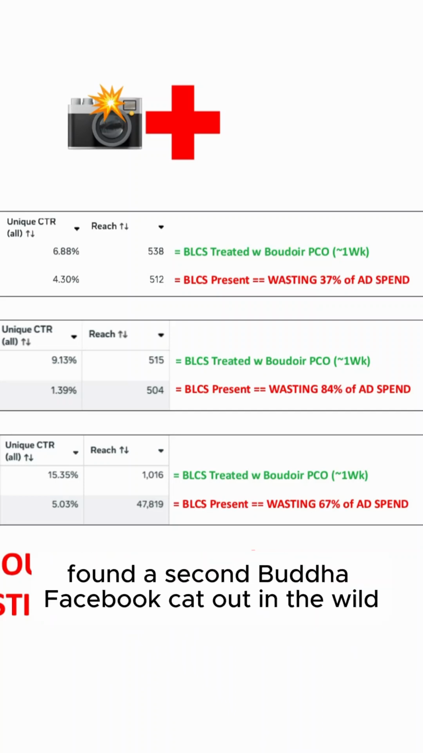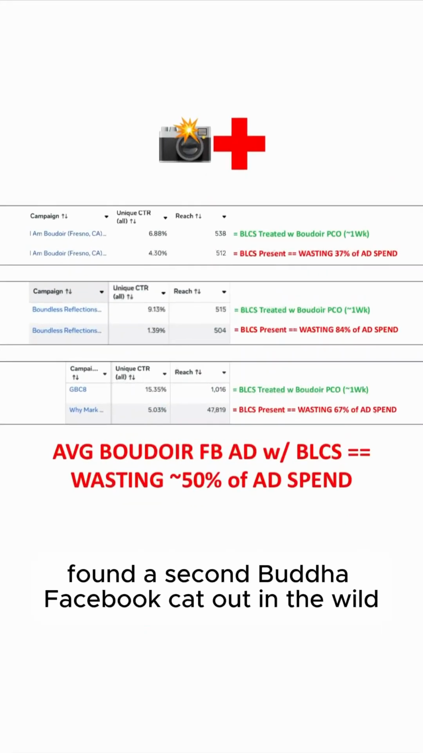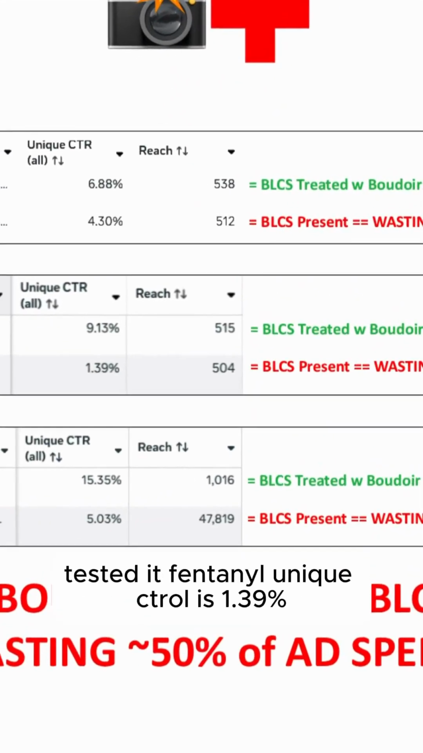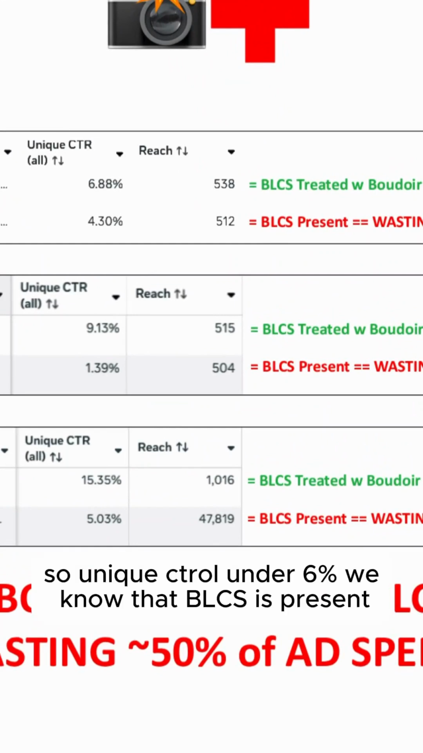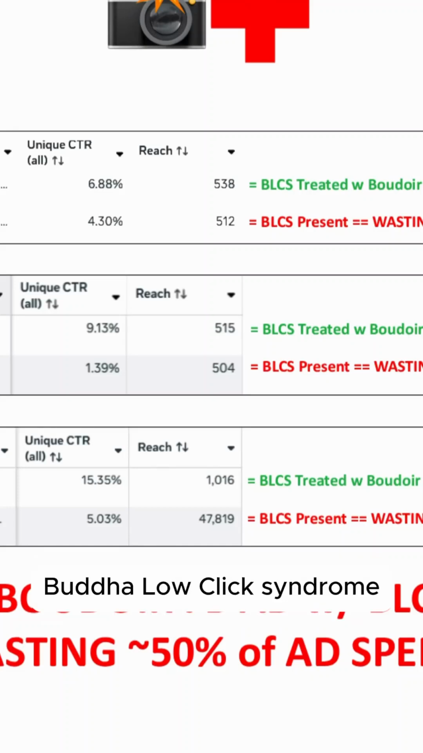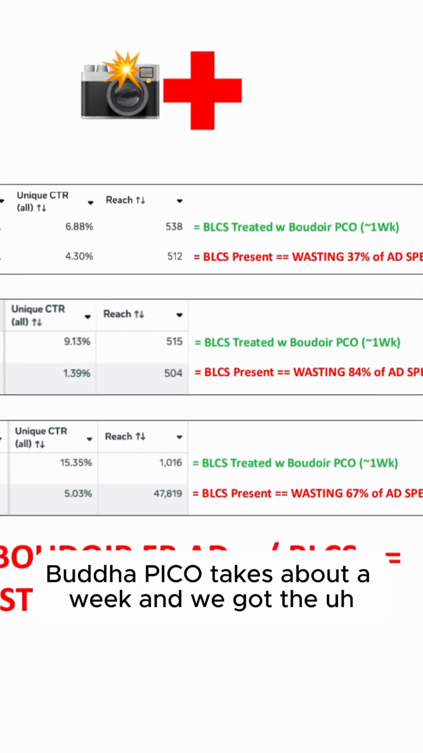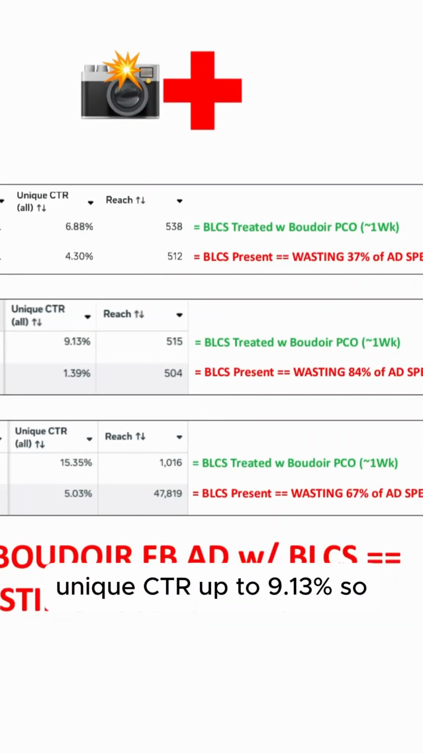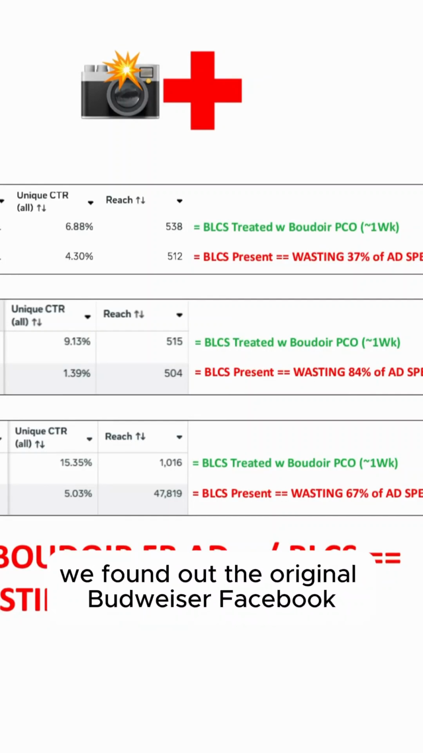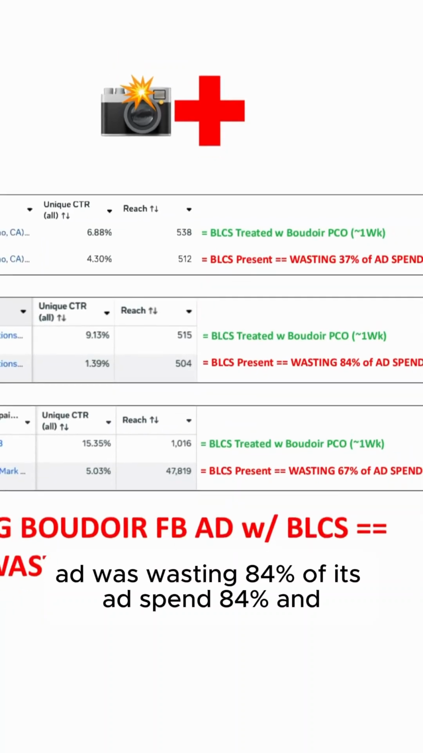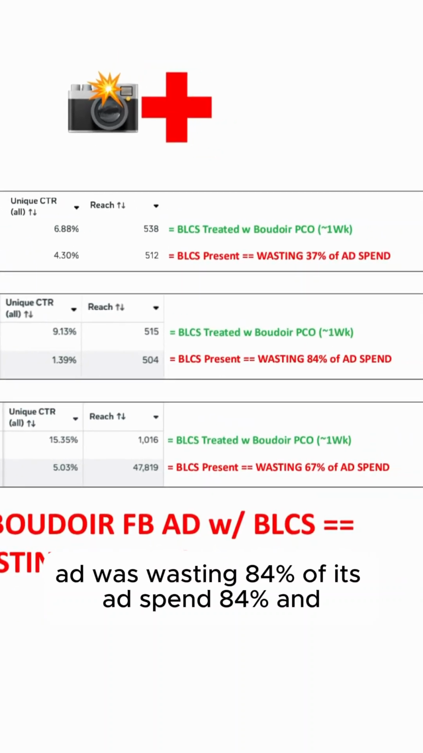Second part of my residency, found a second Boudoir Facebook ad out in the wild, brought it to the hospital, tested it, found its unique CTR was 1.39%. So unique CTR under 6%, we know that BLCS is present, Boudoir low click syndrome. So we got the treatment though. Boudoir Pico takes about a week. And we got the unique CTR up to 9.13%. So we found out the original Boudoir Facebook ad was wasting 84% of its ad spend. 84%.